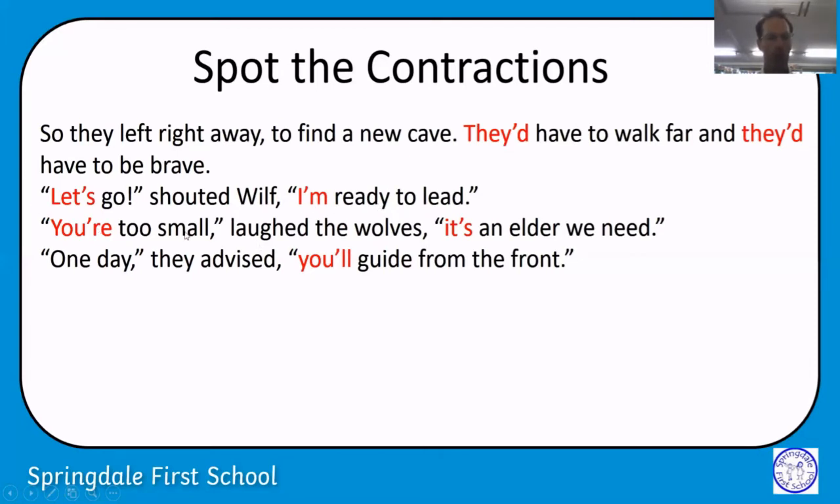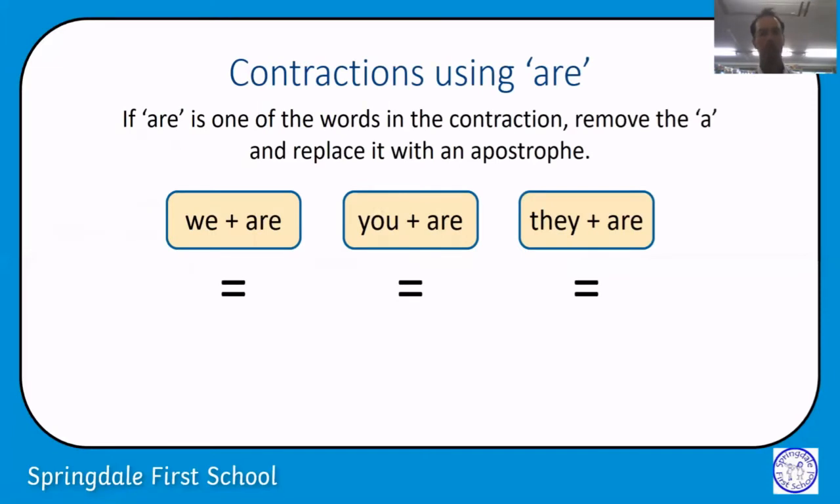"You're too small," laughed the wolves. "You are too small," laughed the wolves. "It's an elder we need." "It is an elder we need." "One day," they advised, "you'll guide from the front." "One day," they advised, "you will guide from the front." They are our contractions. Well done.